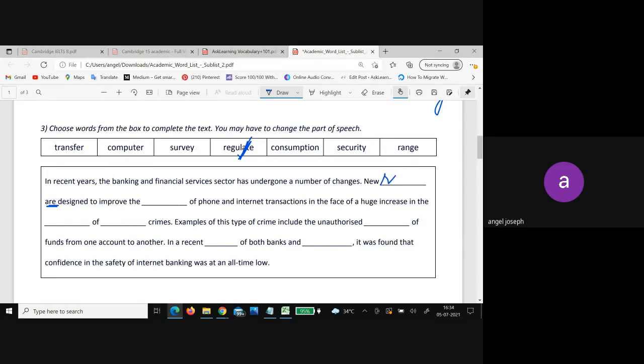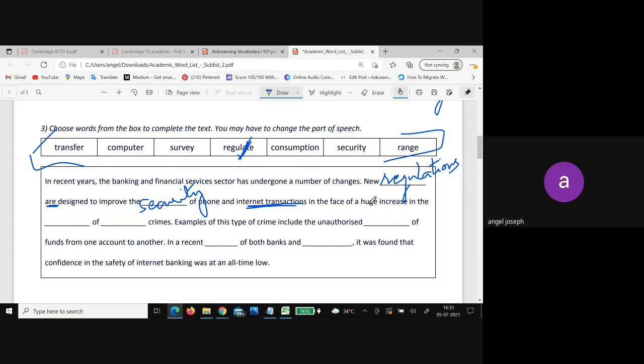Chalo, first one I'll do. New regulations. Okay, the form has to change, the words from the box won't be the same. We have to change the form. So regulations. Rest of it, I would like you guys to participate. New regulations are designed to improve the range. Transactions, it's about transactions, right? Security. Yes, you may have to change them, not all. Okay, most of the words you may have to. Yes, the answer here is security. Okay, go ahead. New regulations are designed to improve the security of phone and internet transactions.